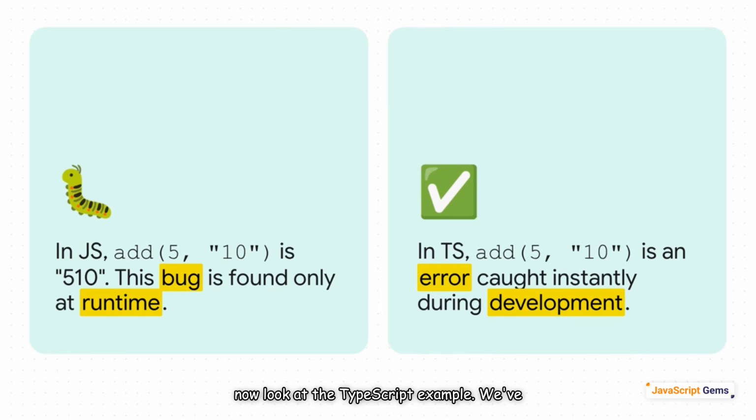But now look at the TypeScript example. We've written the same function, but we added these little notes, these type annotations, telling it that both a and b have to be numbers. The moment we try to pass in a string, TypeScript screams at us. It flags an error right there in our editor, long before it ever has a chance to become a real problem. That's the safety net right there.